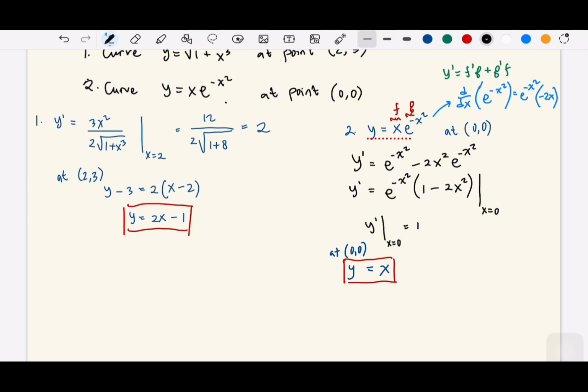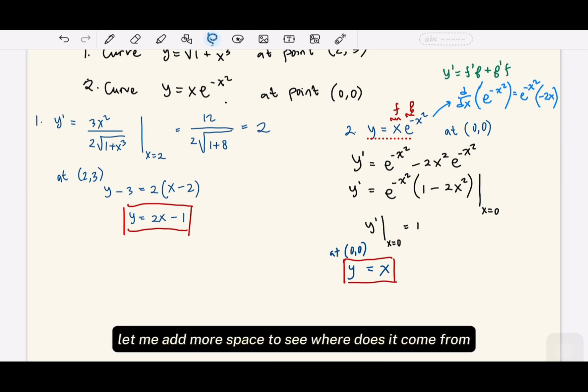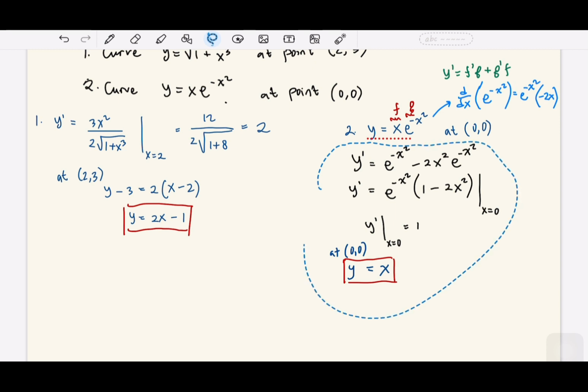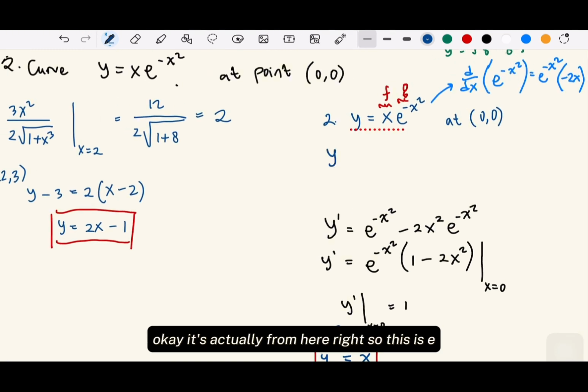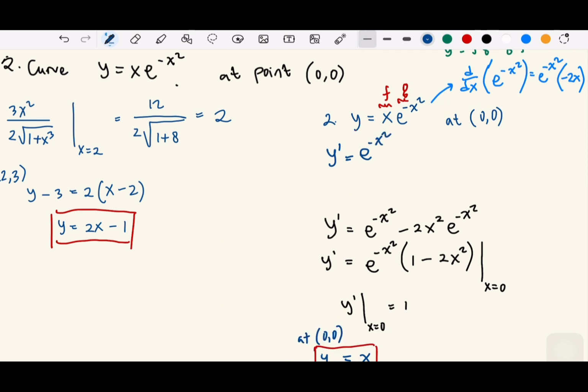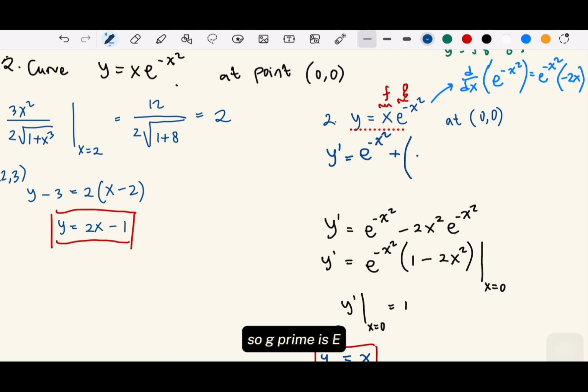This one or the product? This one or this one? Okay, let me add more space to see where it comes from. Okay, it's actually from here. Let me write. So this is e, let me write plus first, and then let me take brackets like that. So g prime is e, and then x is just for f.